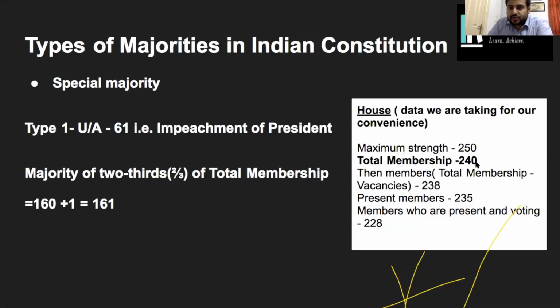You can see it is 240, which is the total membership. For the impeachment of the President, both the houses need to pass such resolutions through the majority of 2/3 of the total membership. That means 2/3 of 240. That will come out to be 160 plus 1. So this is the special majority of first type.